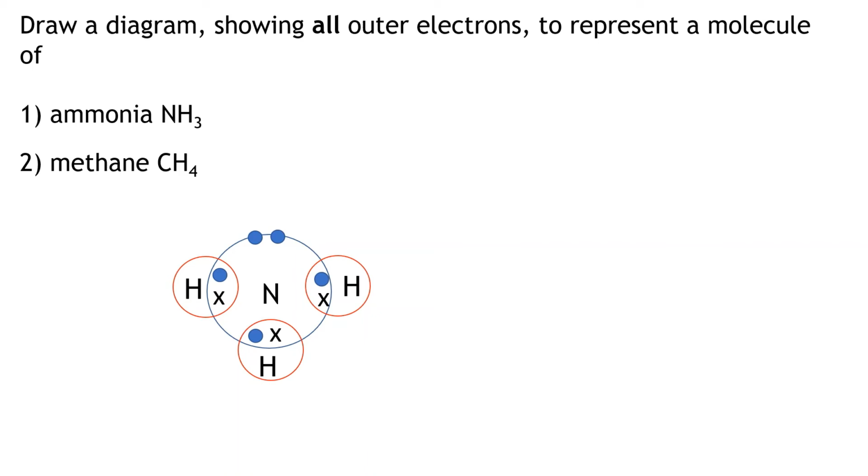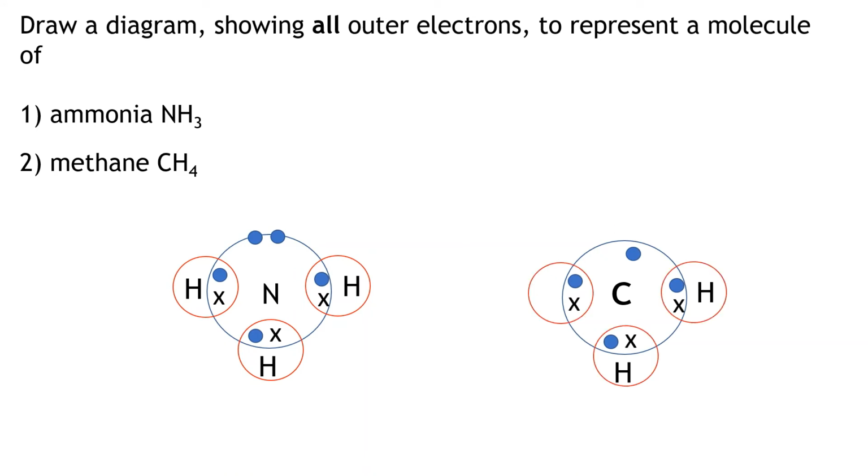For methane, carbon has 4 outer electrons. If you look in the data book, it has an electron arrangement 2-4. We need 4 more electrons to fill that energy level, and we can get those by adding 4 hydrogen atoms with their single electrons to make a full energy level for carbon with 8 electrons. And again, these hydrogen atoms have all filled their first energy level with 2 electrons.